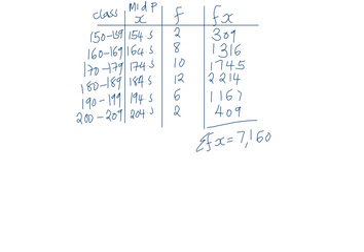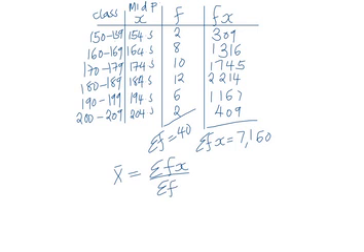We can also get the summation of f. So we have 2 plus 8 plus 10 plus 12 plus 6 plus 2, which is the total frequency, and it is given as 40. So the mean height will be given by the summation of fx divided by the summation of f, which is 7160 divided by 40, and this gives us 179.